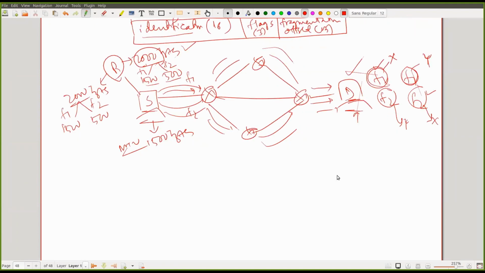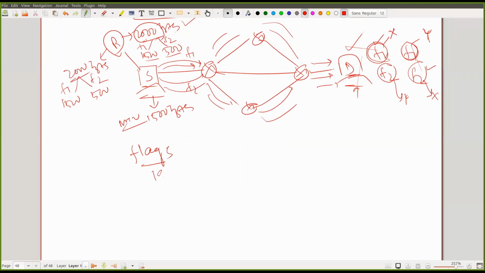So what is this flag? Let's try to understand. As I have already told, there are 3 flag bits. The first flag bit is basically reserved for future use, so it is called reserved. Till now we are not using this particular flag bit. The second flag bit is called DF, Do not fragment. What is the purpose? We'll talk about it. The third one is called MF.